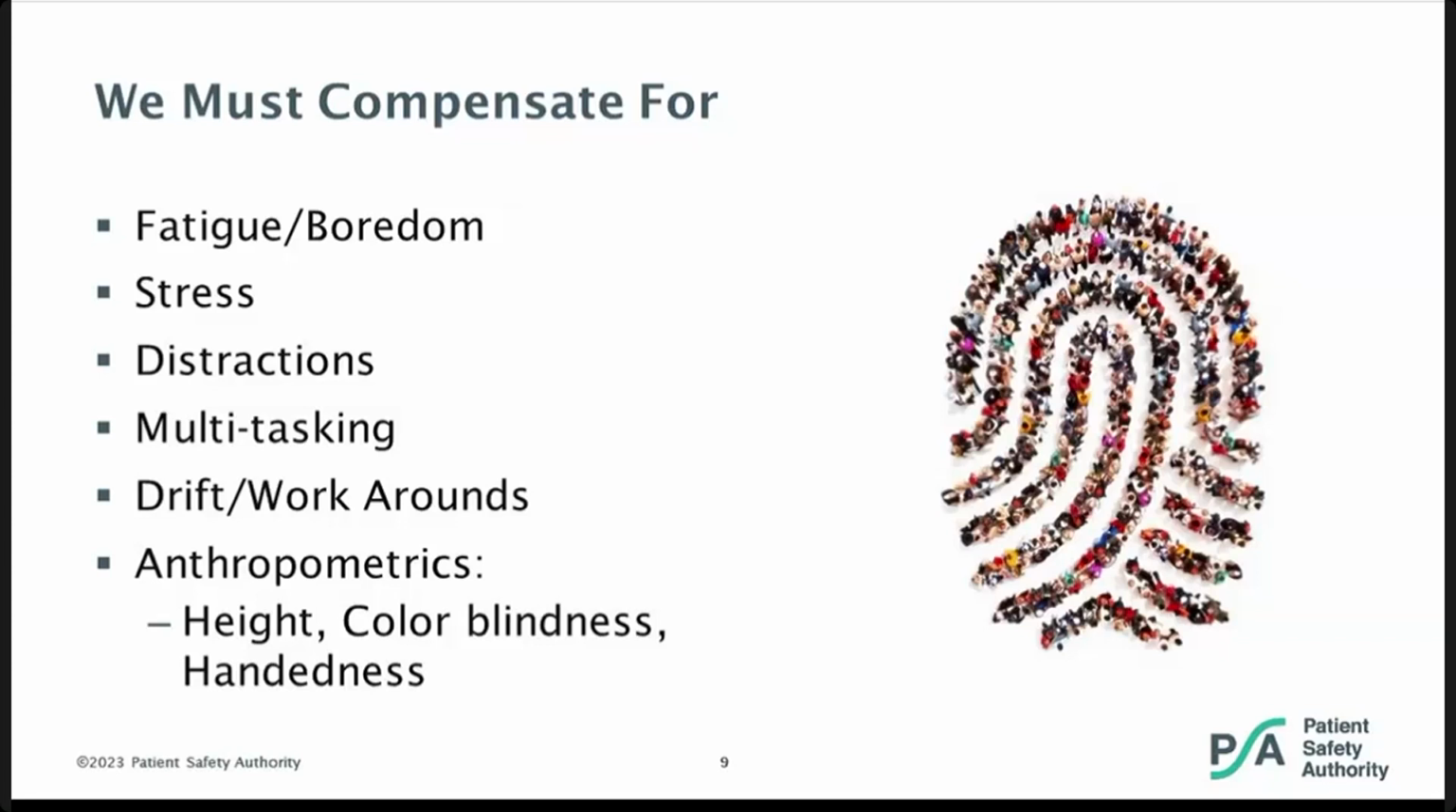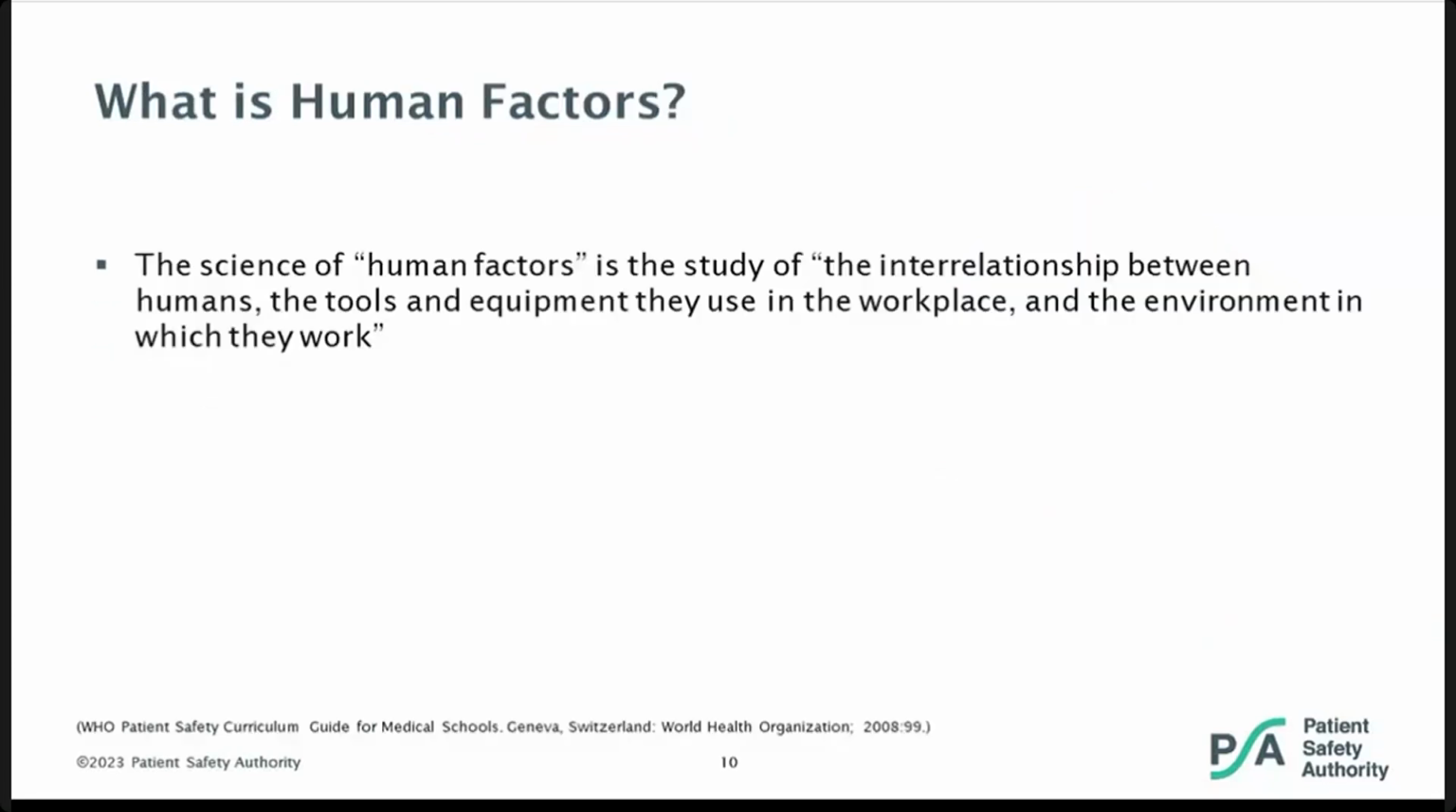We're designing systems that support the end user, support the person that's working in them. We want people to be able to make the right decision, make it easier for them to make the right decisions, the right behavioral choices, and harder to make the wrong ones. So like forcing functions and blocking the ability for mistakes to happen. You've probably heard of human factors. The science of human factors is really studying that interrelationship between the human beings and the tools and equipment they use in the workplace and the environment in which they work.